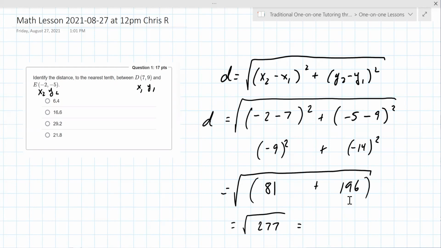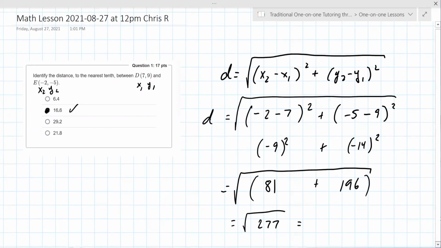Okay, so I get 16.64. Very good. That's the correct answer. All right, let's look at the next question. It's very similar.